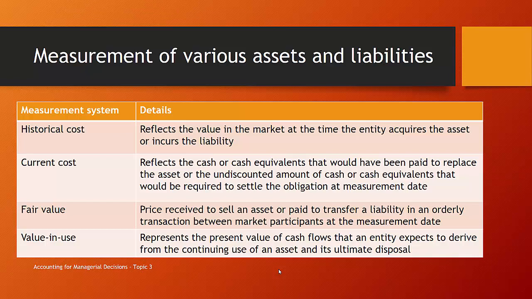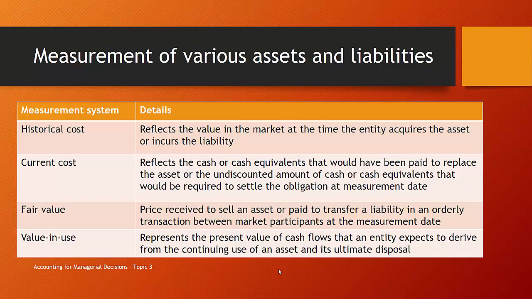Current cost and fair value are starting to get more to the value sort of now. So the current cost is the cash or cash equivalent value that would have been paid to replace the asset at the measurement date or to settle the obligation at the measurement date. So if you're looking to replace something at that time, that is the amount it should be. And there are problems with current costs as a system. It's somewhat difficult to use.